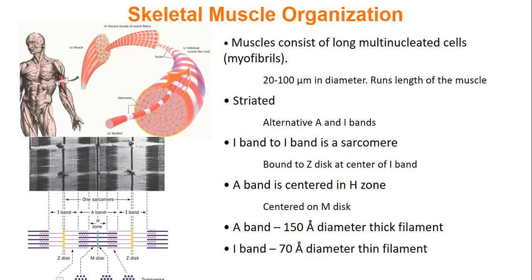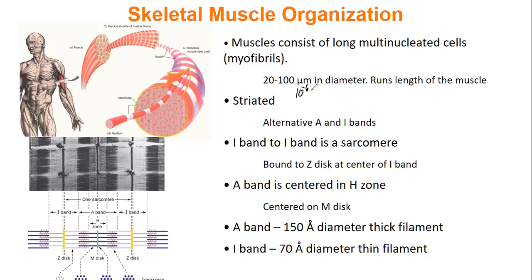So muscles are made out of long multinucleated cells. They're called myofibrils. These run about 20 to 100 micrometers. A micro is times 10 to the minus 6. So they're big, 20 to 100 micrometers in diameter, and one cell runs the entire length of your muscle. That's kind of incredible when you think about it. You have this one cell that can stretch your muscle, right?